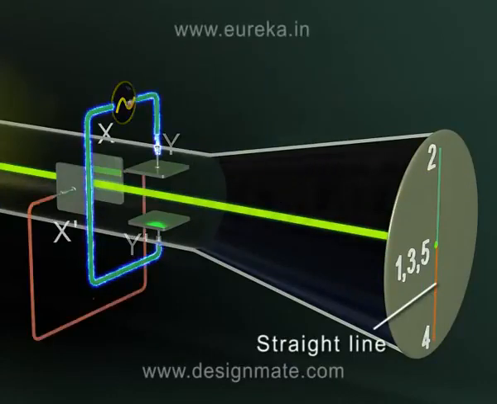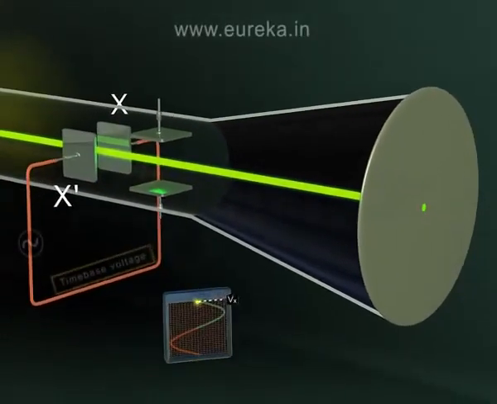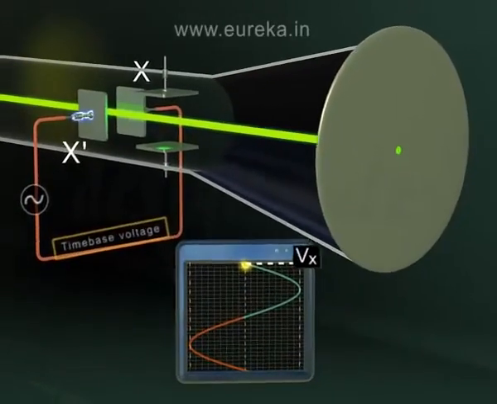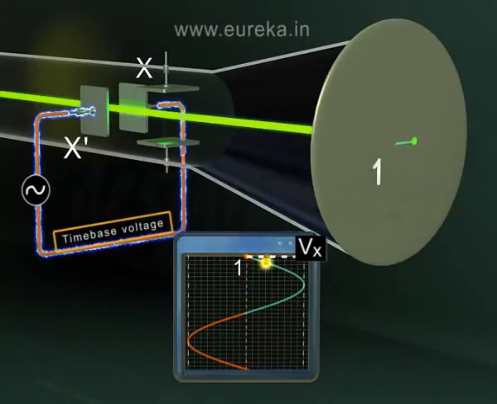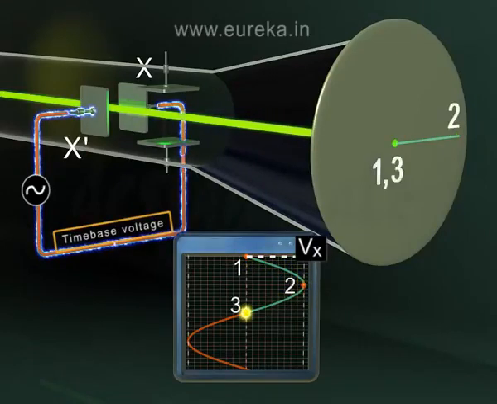Similarly, when a potential difference or AC signal, a time-based voltage, is applied to XX' plates, it makes the spot move in the horizontal direction. Applying a sinusoidal signal, the spot reaches the end of the screen and again flies back to the starting point, tracing out a straight line on the screen.